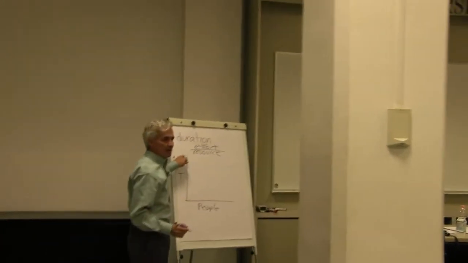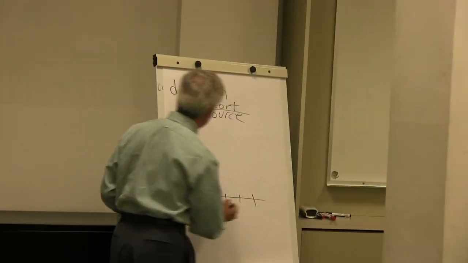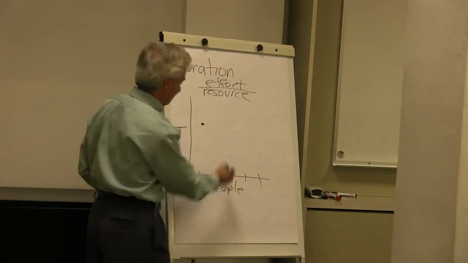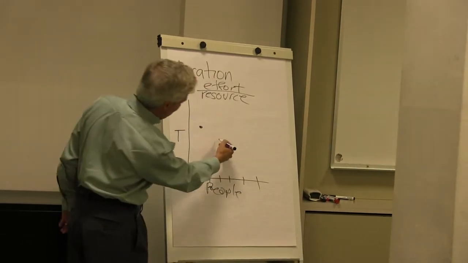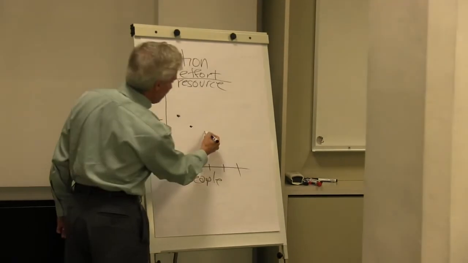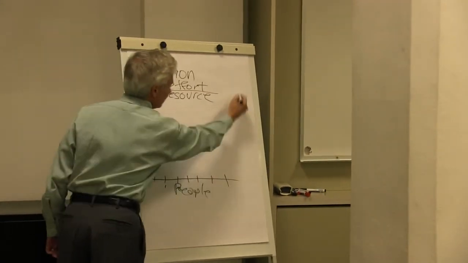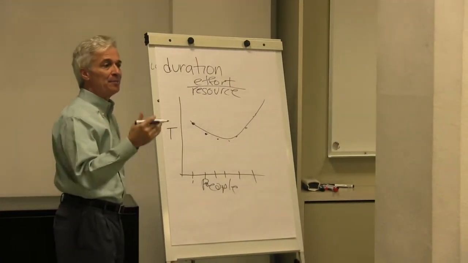Important notion: the time a task takes versus the number of people assigned. With one person assigned, a task may take this long. With two people, maybe it will take less time. Three, four, five. You see that? It doesn't make sense to continue to add people.